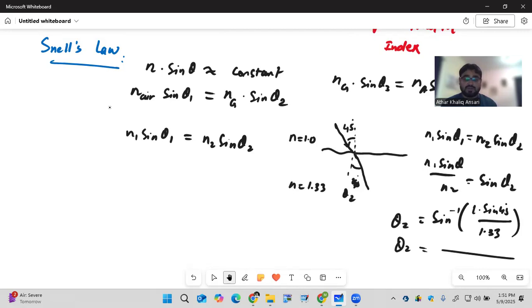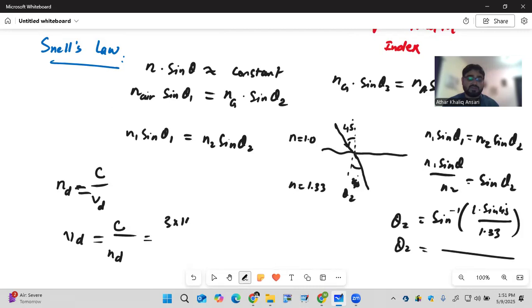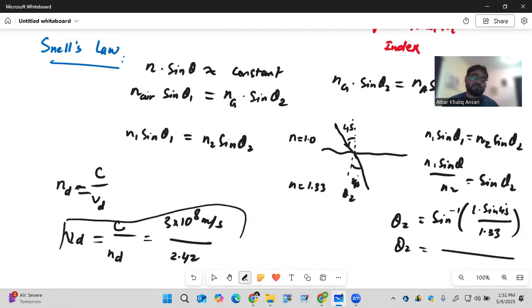We can also calculate the speed of light. For example, if you are asked to find the speed of light in diamond, you can use the refractive index of the diamond, which is equal to the speed of light in air over the speed of light in diamond. So the speed of light in diamond, v in D, is 3 times 10 to the power 8 meters per second over the refractive index of the diamond, 2.42. Similarly, you can find the speed of light in water and in glass. Everywhere you can find it.